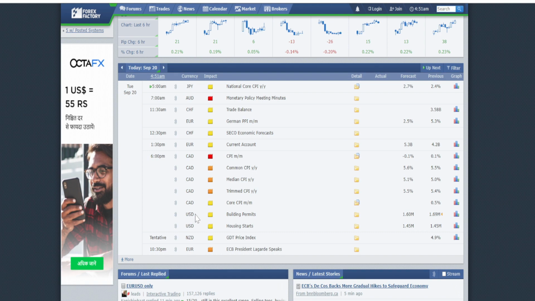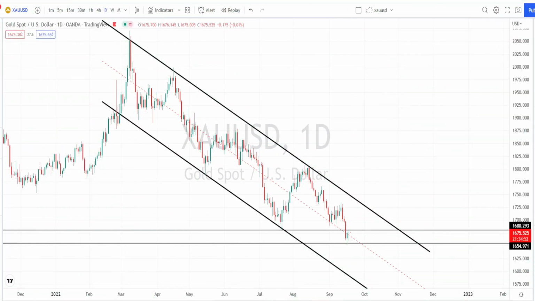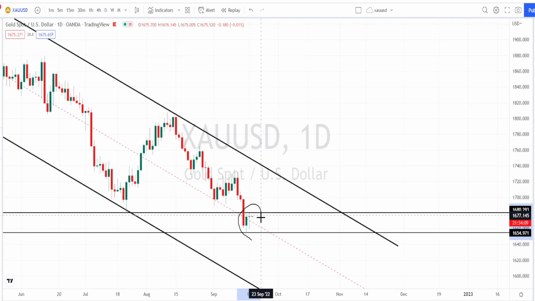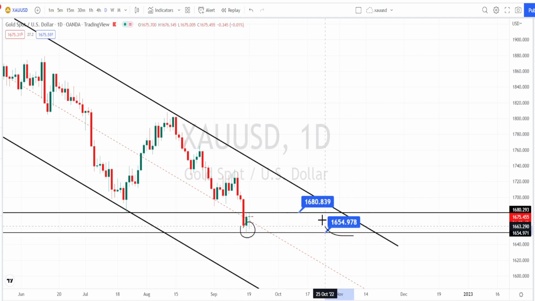Let us begin our gold analysis. I'm in daily time frame now. As usual, we already know that the current price action is still in a very strong bearish trend. It has also broken the previous support level of 1680. We can see that yesterday's candle has closed in a doji pattern, which means there is an indecision in the market, and yesterday's candle has not broken the previous low of 1654.